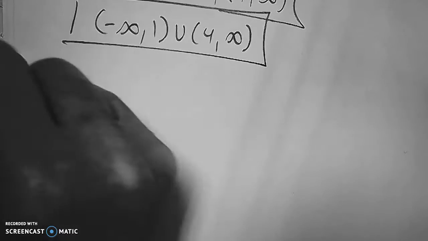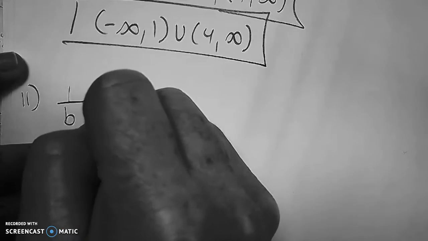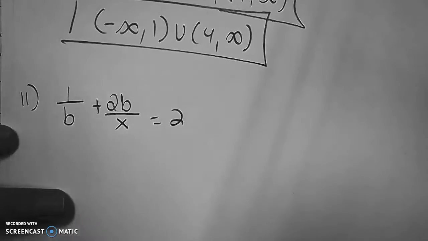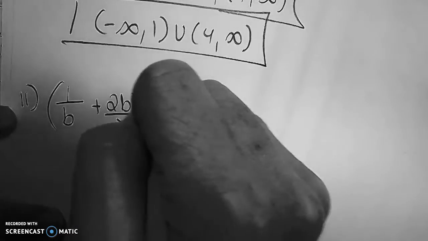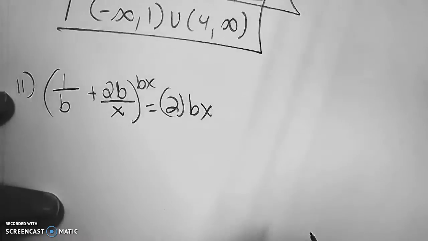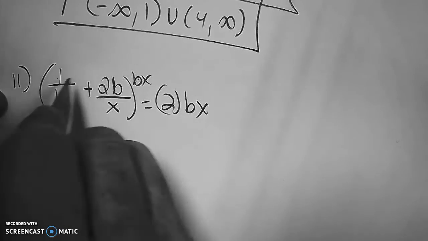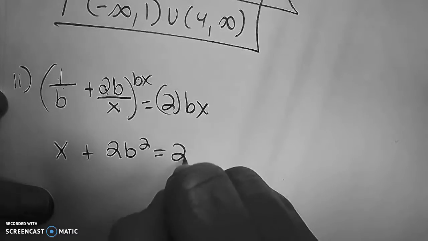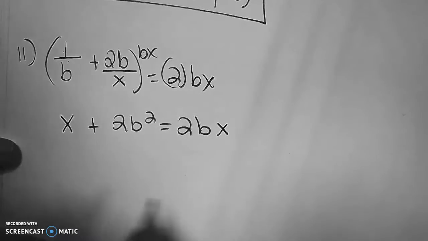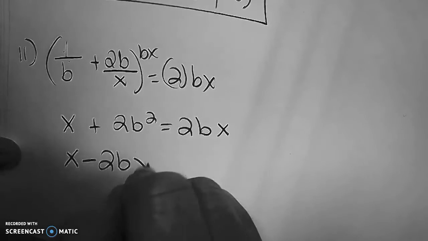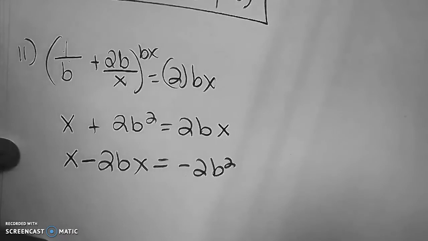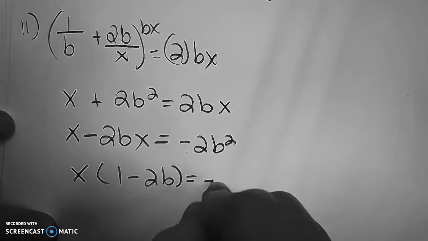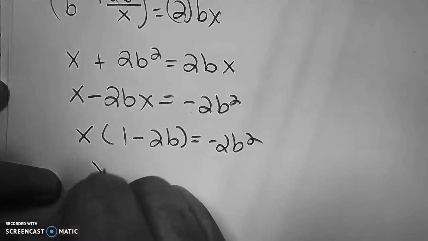We're going to look at number 11 next. And we're trying to solve for x. I'm going to multiply both sides of my equation by bx to eliminate my denominator. So when I distribute, I'll get x plus 2b squared will equal 2bx. I'm solving for x, so I'm going to put all the x's on the same side and move over the negative 2b squared. We can factor an x out and then divide.